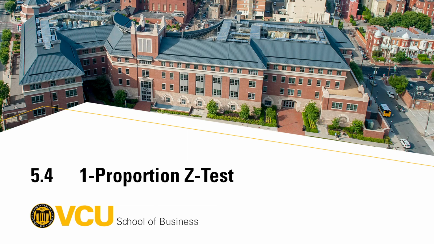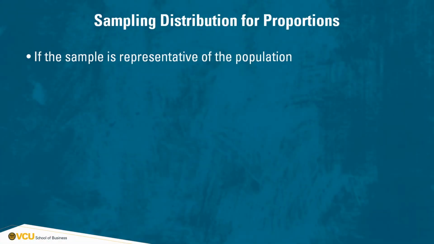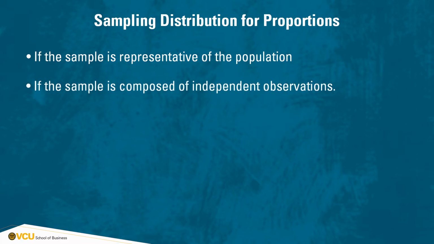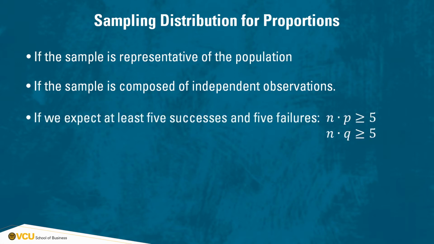When a population is described by a categorical variable rather than quantitative, all we can really do is to calculate the proportion of outcomes compatible with a given outcome, which we call a success. We learned that if we draw a representative sample from such population and the sample is composed by independent observations, we can describe the sampling distribution for proportions with a normal model, so long as we have at least 5 successes and 5 failures in the sample.